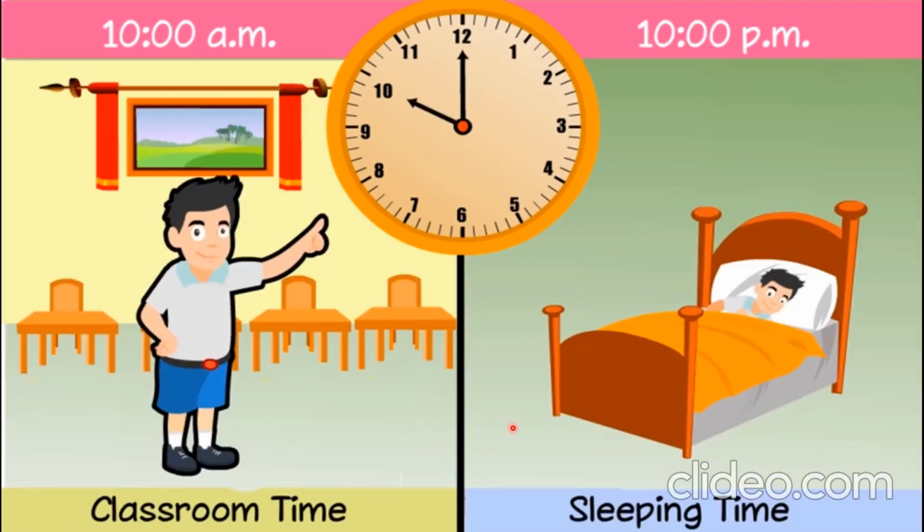See here also there are two pictures. One is classroom time and the second one is sleeping time. What is the time represented in this clock? Shown on this clock, it is 10 o'clock. If it is 10 o'clock in the morning, usually what is your school time? It is morning time, classroom time. That means it is 10 AM. In the second picture, it is sleeping time. Usually you will go to bed at night. So night is represented as PM. So it is 10 PM.